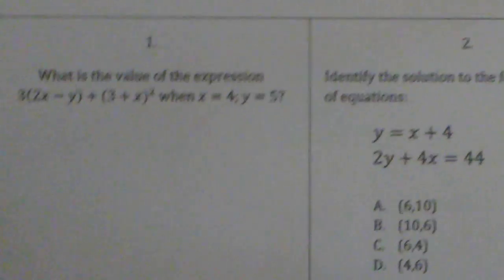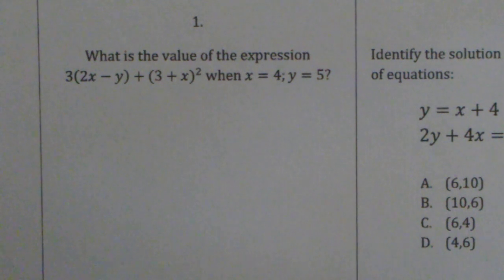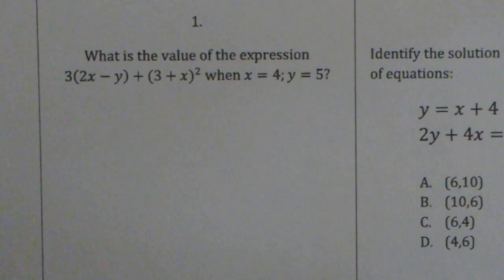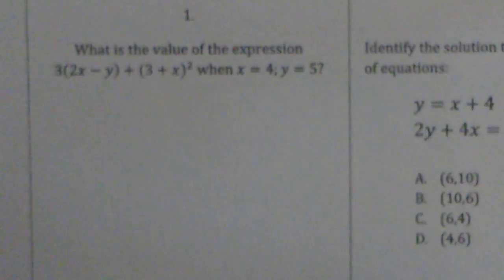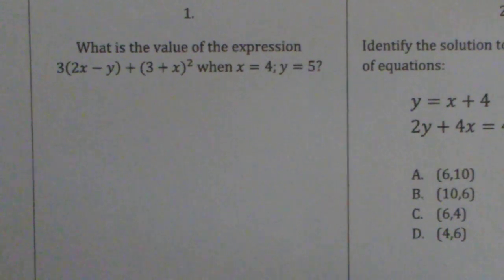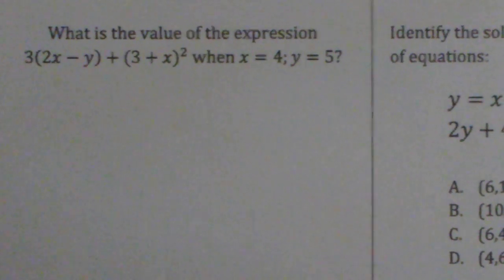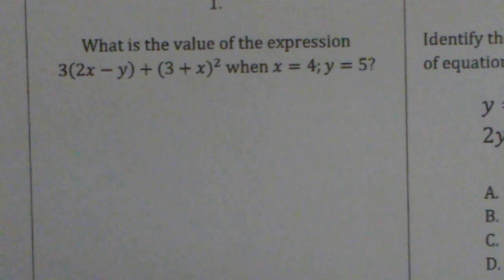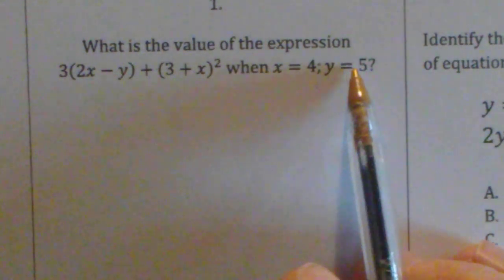Okay, what is the expression? What is the value of the expression? 3 times parentheses 2x minus y plus parentheses 3 plus x squared when x equals 4 and y equals 5. So this looks like it could be very complicated. It's got a very complicated expression there. But all we have to do is plug in the numbers. So it's not so hard after all. It looks complicated, but all you're going to do is put these values in for the x and the y.